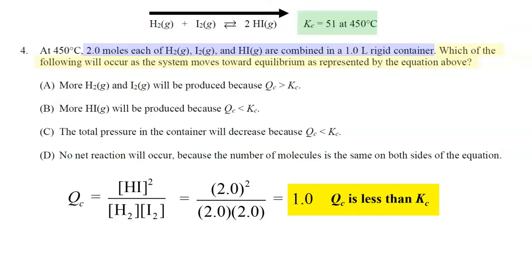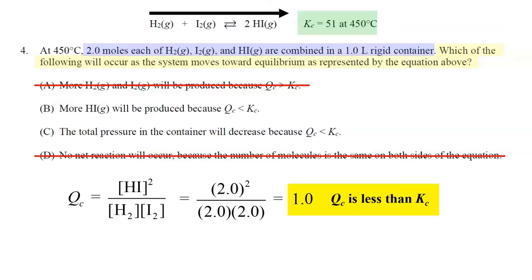I'll start by eliminating choice A because it says Q is greater than K, and that's incorrect. And I'm also going to eliminate choice D, which says no net reaction will occur because the number of molecules is the same on both sides of the equation. So there is going to be a net conversion from left to right, or from reactants to products.